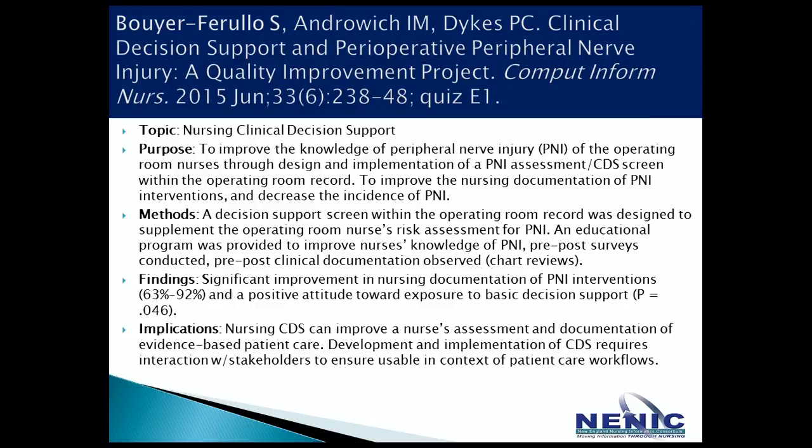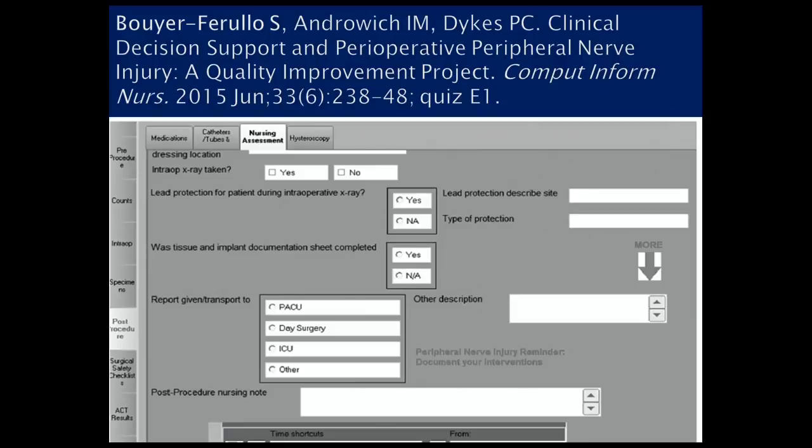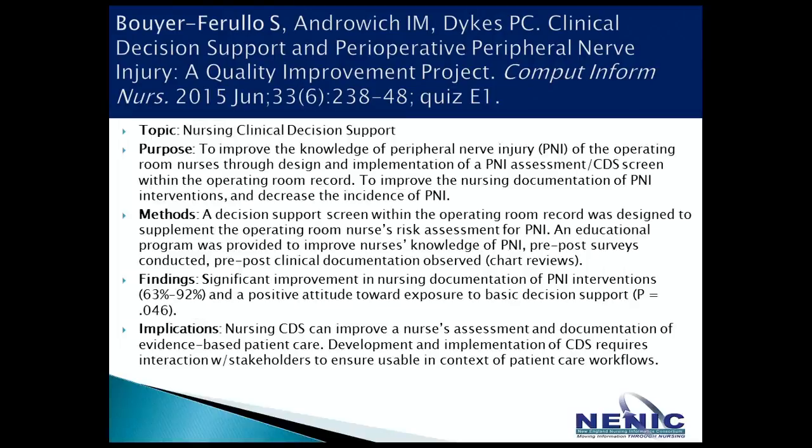She also did some chart review to see if they were actually using it. And then she looked at whether they were documenting their interventions to prevent peripheral nerve injury. And so what she found was, after this intervention, that there was improved documentation about peripheral nerve injury. She found that the educational level was better.